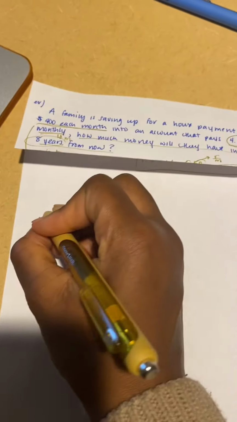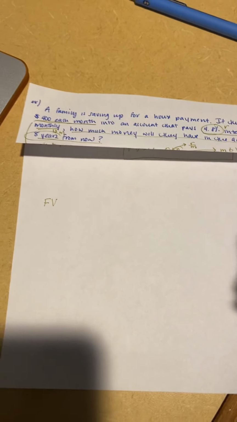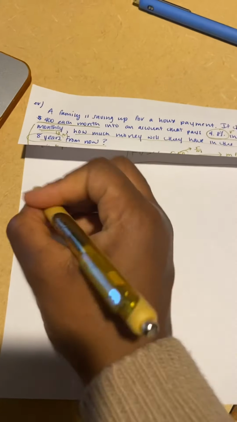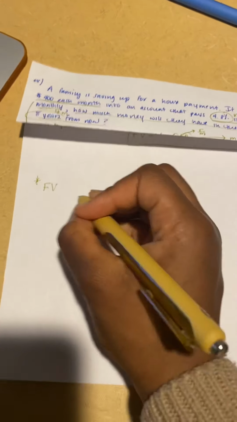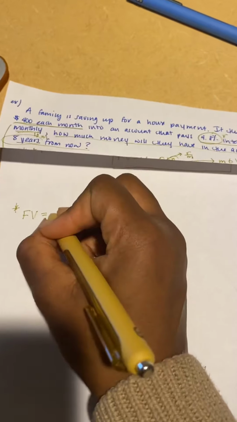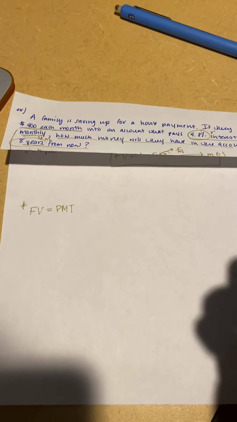So it's asking for the future value. And in order to find our future value, we'll have to use the future value formula. So the formula for future value is FV, which stands for future value, equals PMT, which is the amount that you're paying per month.